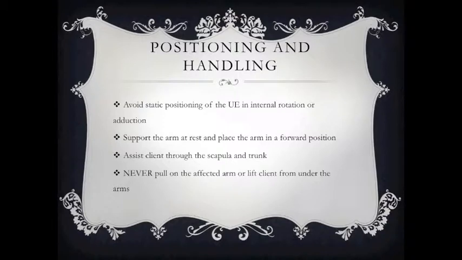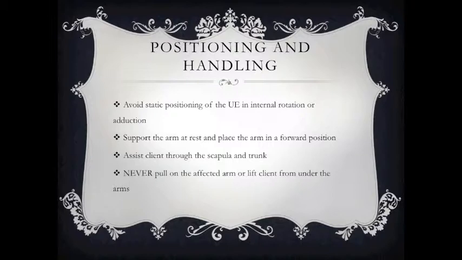Now that we have discussed some potential causes for hemiplegic shoulder pain, I'm going to talk about two interventions that occupational therapists can do in order to prevent or reduce the amount of hemiplegic shoulder pain seen in their clients. The first intervention is to educate the client and caregiver on proper positioning and handling techniques. When positioning a client, make sure their arm is supported at rest. Also, avoid static positioning of the upper extremity in internal rotation or adduction.